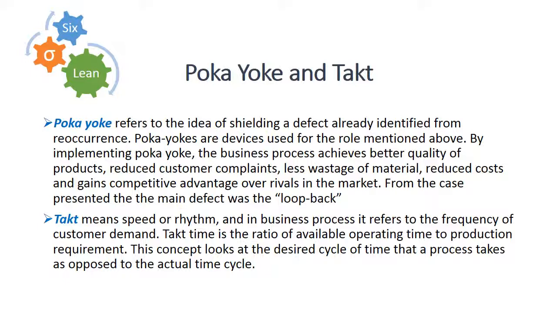TAC means speed of rhythm, and in the business process it refers to the frequency of customer demand. TAC time is the ratio of available operating time to production requirement. This concept looks at the desired cycle time that a process takes as opposed to the actual cycle time. The advantage that comes with the principle of TAC is that business is able to better evaluate the demand and match the resources required to satisfy the requirement.